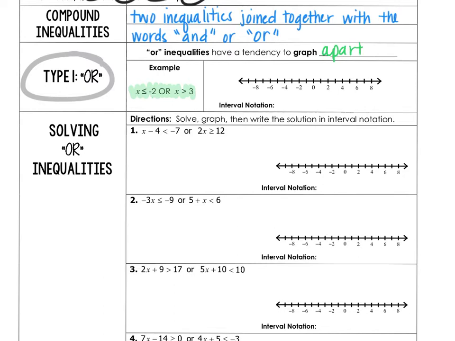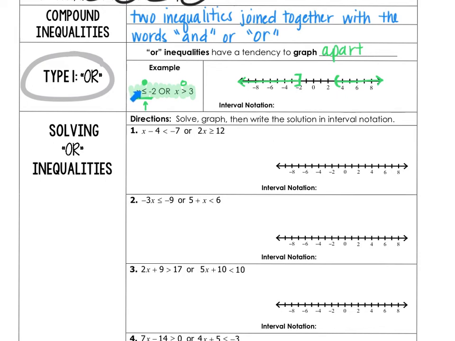So x is less than or equal to negative 2. So instead of closed circles and open circles, we're going to use our brackets and parentheses. Since this is a closed circle, we're going to put a bracket on negative 2. And x is less than or equal to negative 2, so that's going this way. Or x is larger, that's an open circle, or x is larger than 3. So here's 3, put a parentheses, and x is larger than 3, so it goes this way.